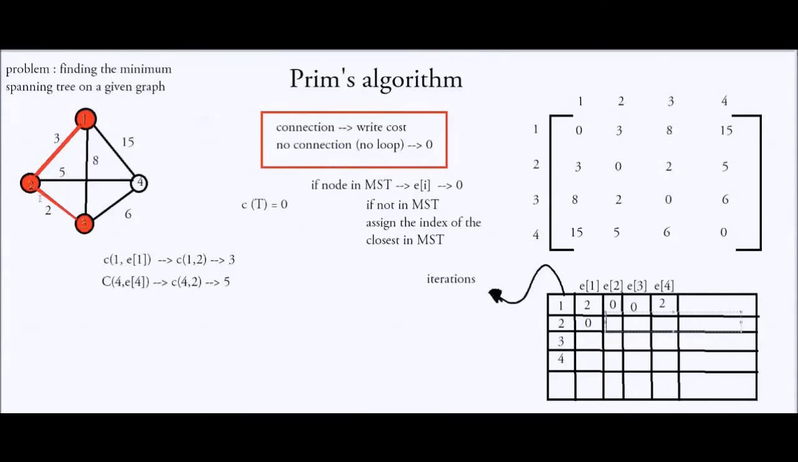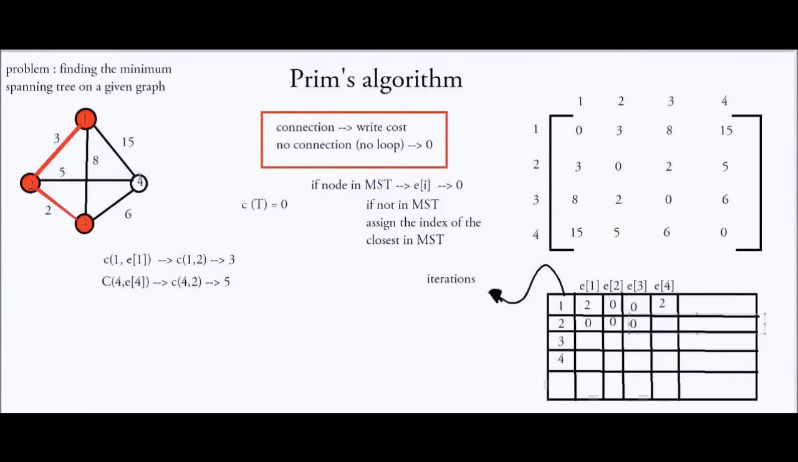Is 2 in our minimum spanning tree? Yes, it is, because it's colored. So write 0 here as well. Then you've got E of 3. Is 3 in our minimum spanning tree? Yes, it is, because it's colored red. So write again 0. And E of 4, is 4 in our minimum spanning tree? No, it isn't. So what we do is assign the index of the closest.